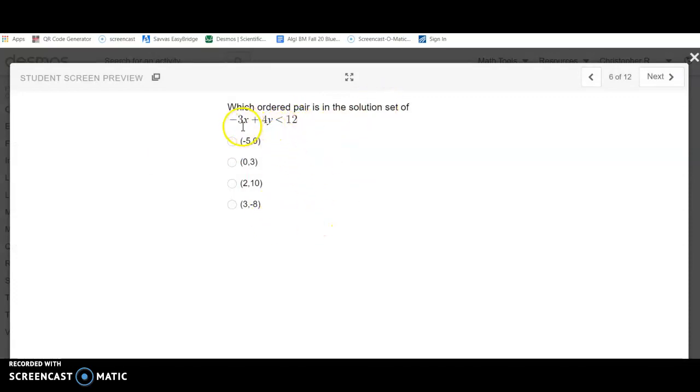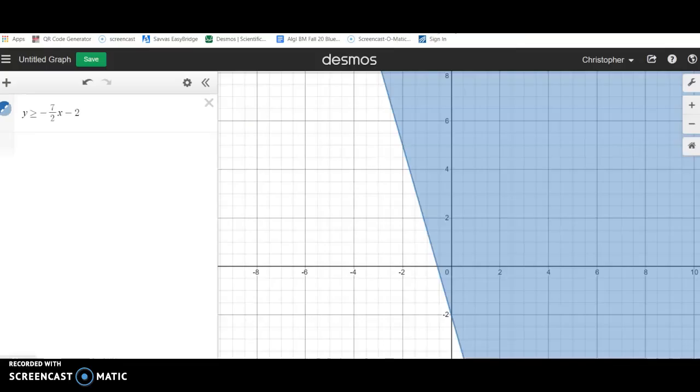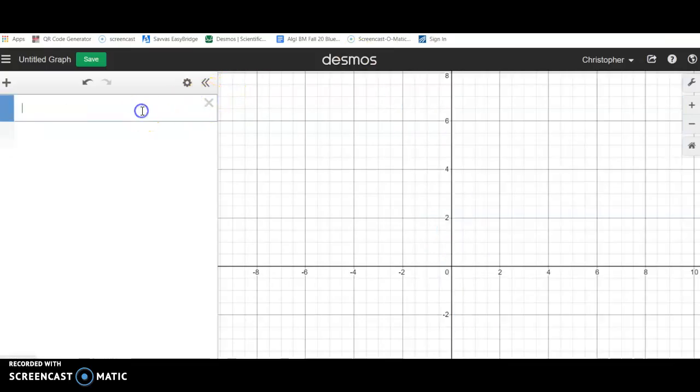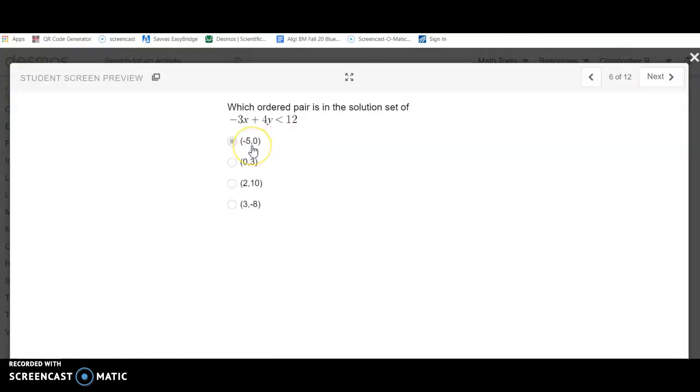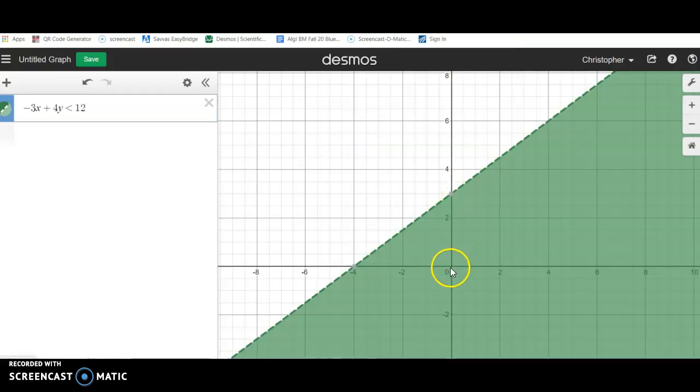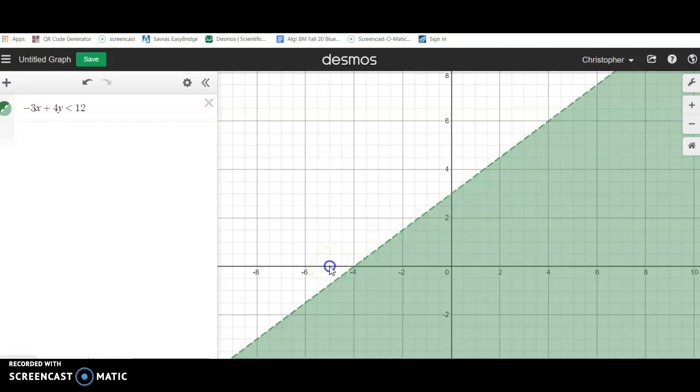Okay, so again, I have to use both tabs. I'm going to go ahead and highlight this guy right here, copy it. I'm going to go back to my graphing calculator. I'm going to clear that, and then I'm going to paste it. So there it is. I'm going to go point by point. So I'm going to look at negative 5, comma 0. So negative 5, I start at 0. Negative 5 means I got to go to the left, and that's right there. Negative 5, comma 0 is right there. It is not in the shaded area, so I'm not going to pick that one.